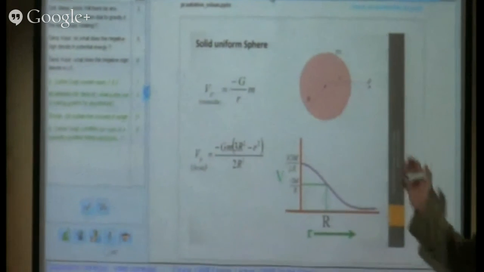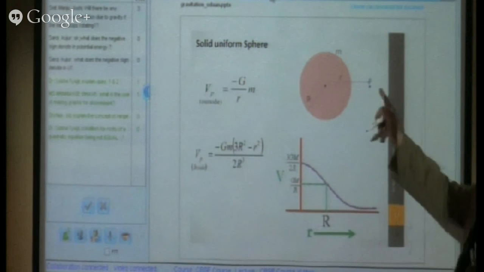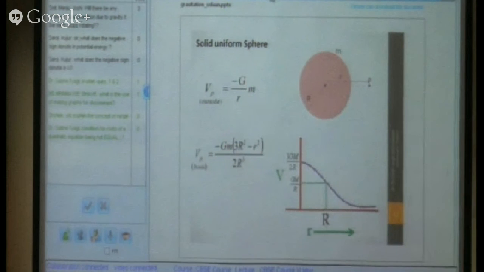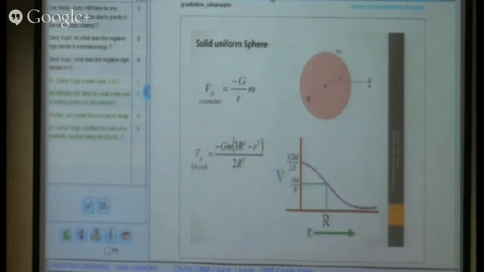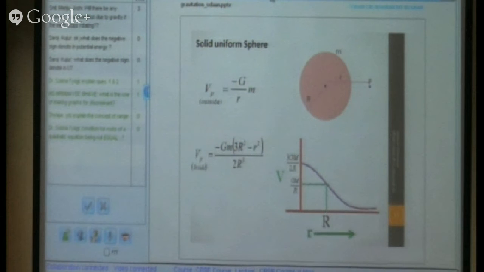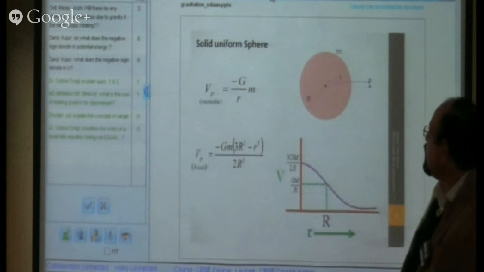If it is a solid sphere and is uniform, for an outside point the potential is the same. But for an inside point the potential is different. For an inside point there's a bit complicated formula, but you have to have it. There is no way out.